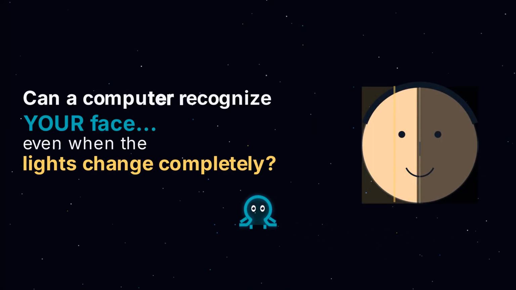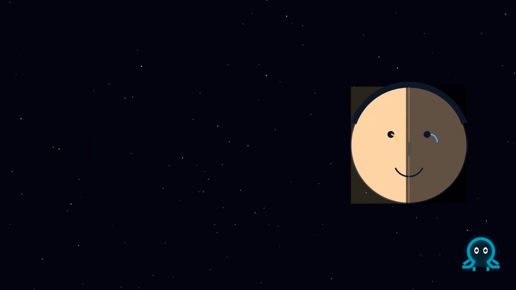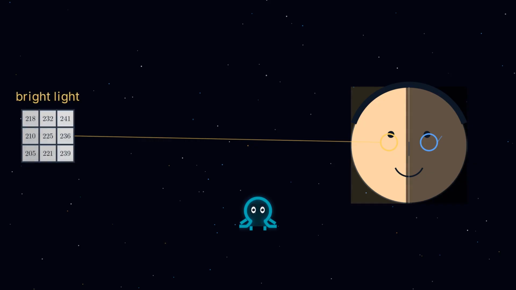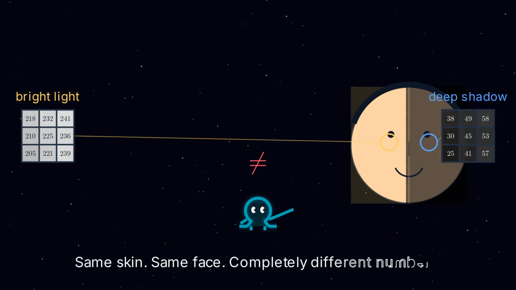Can a computer recognize your face even when the lighting changes completely? If a computer simply compares raw pixel brightness, here's the problem. The exact same patch of skin gives you completely different numbers depending on the light. To a naive algorithm, these could look like two totally different faces.